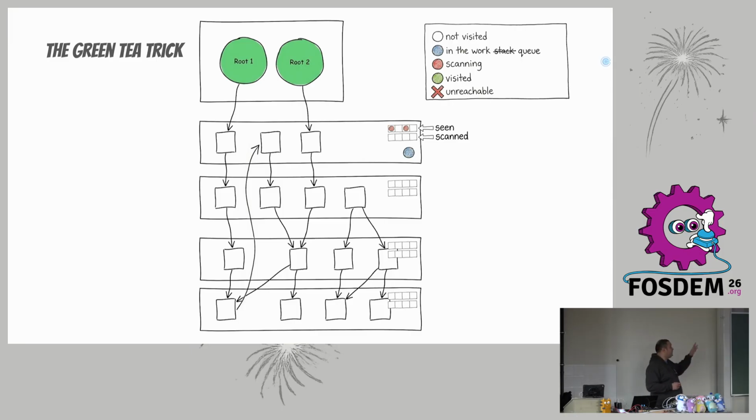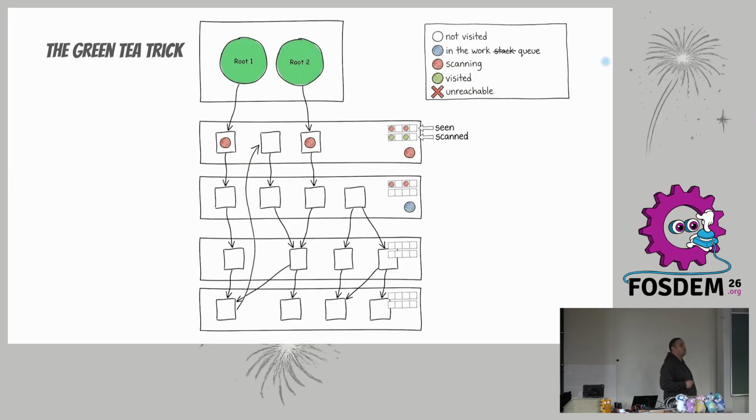Imagine that I have these two root objects that I found in the roots, in global variables or in coroutine stacks. I found these two objects that are pointing to two objects in this page. So I just mark those objects in the page as seen and put that page in the queue. So next step, I'm going to scan that page. I scan that page.